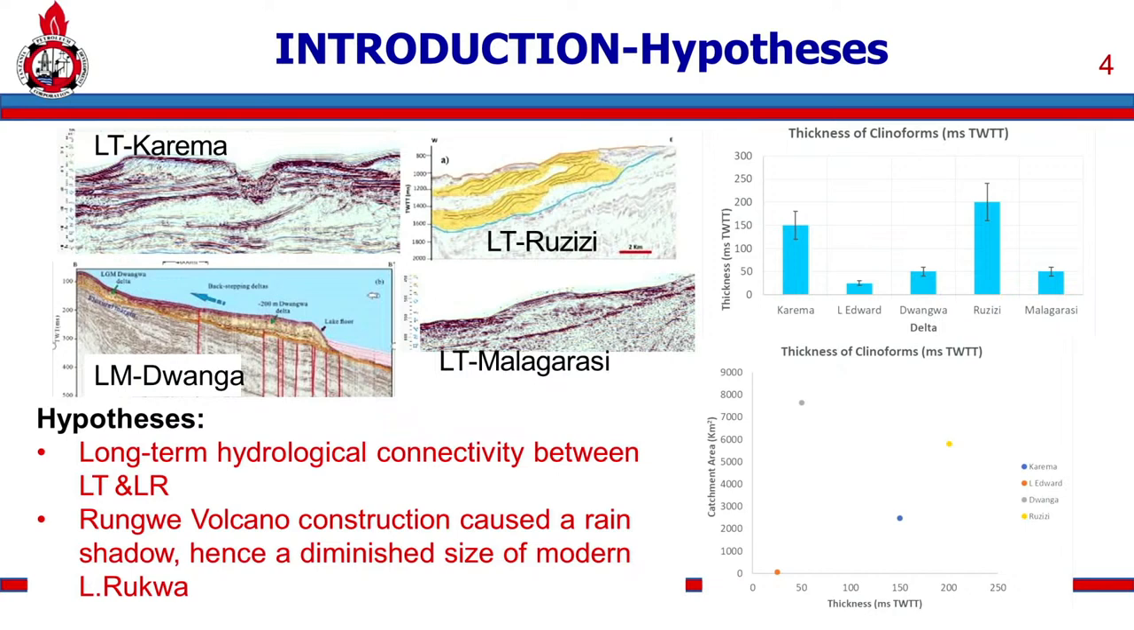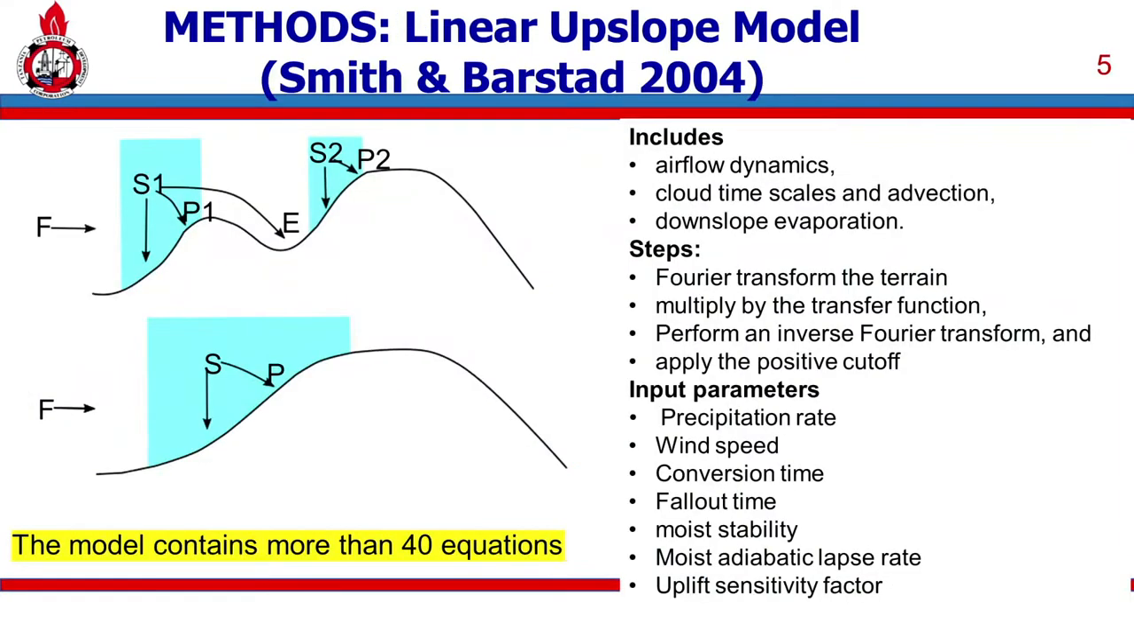And this gives us a clue that possibly the Karema Delta were not deposited by the existing Ifuma River. So we say that there must be a long-term hydrological connectivity between Lake Tanganyika and Lake Rukwa, and probably what we see under the modern environment, the size of Lake Rukwa, was due to Rungwa volcanic construction that caused rain shadow and diminishing precipitation around that area. So how to test these hypotheses? We used a modeling approach where we integrated the landscape evolution model, the FastScape modeling, with the orographic precipitation model, the linear upslope model.